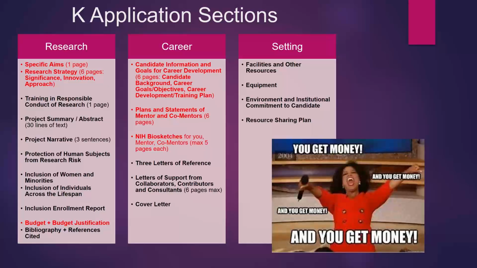So in terms of K application sections, for research, today we're covering budget and budget justification, highlighted in red here. And for career, we're doing the plans and statements of mentor and co-mentors, which is max 6 pages. Again, I'll remind you of the page limit later. Don't worry too much about that at this point. And then the NIH bio sketches for your mentor and co-mentors.